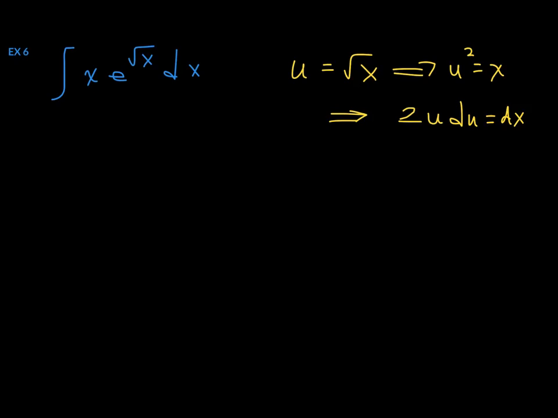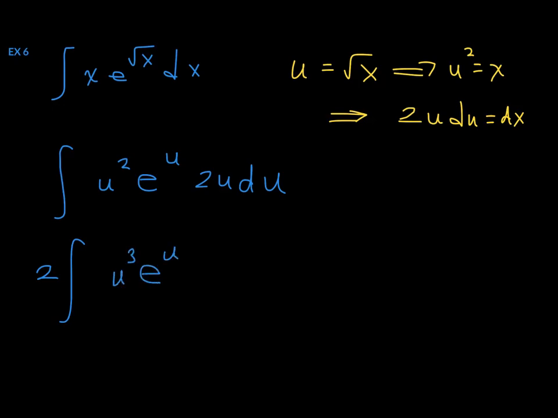So let me rewrite my integral now with this u substitution. I have the indefinite integral of u squared, and I have e to the u, and then dx is 2u du. So that can be rewritten with the 2 on the outside, of course, and u squared times u is u cubed, and then I have e to the u du. That's nicer. Now, let's integrate by parts.